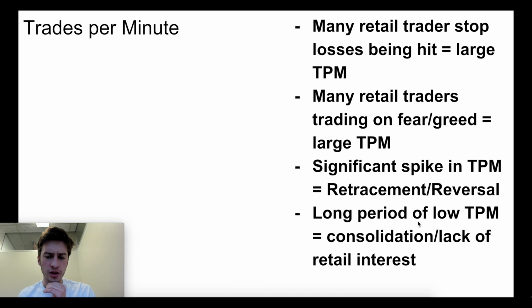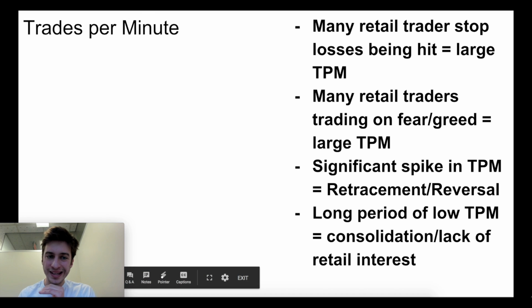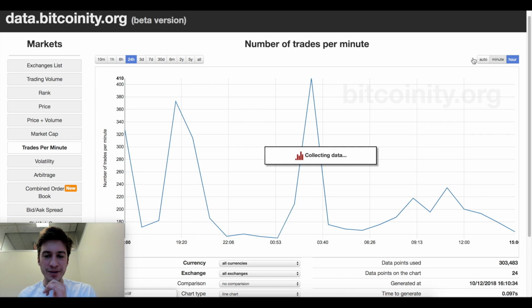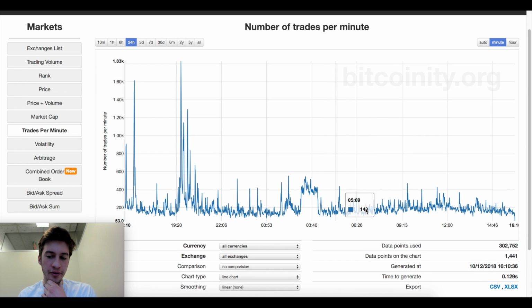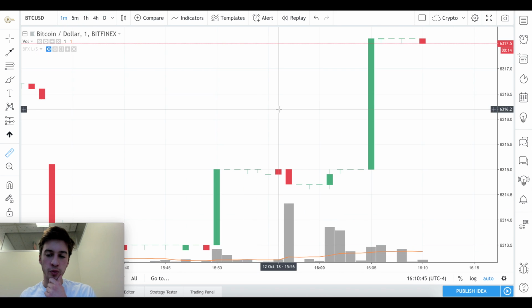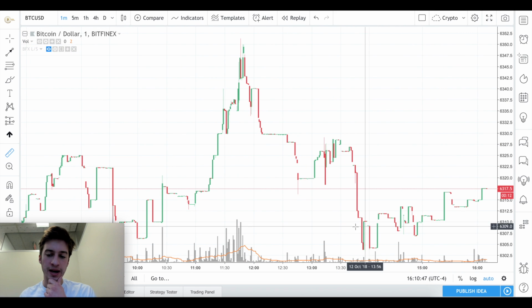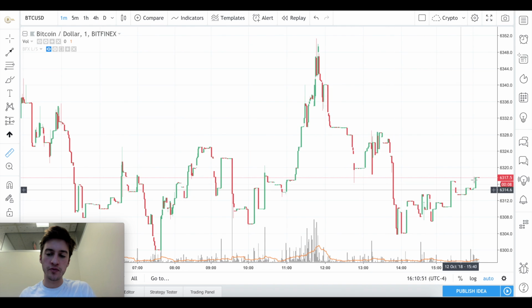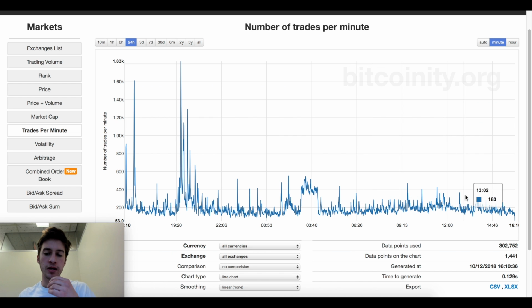We can also look at a long period of low trades per minute. This video is long enough, but you can look at periods like this to show you the market's likely not going to be doing anything soon. Period of consolidation and low volatility on the 1 minute. And we can see that here, just not many trades are occurring. So, consolidation, weak move, this doesn't really tell me much. But it does tell me a lot when we do get these spikes in the TPM.